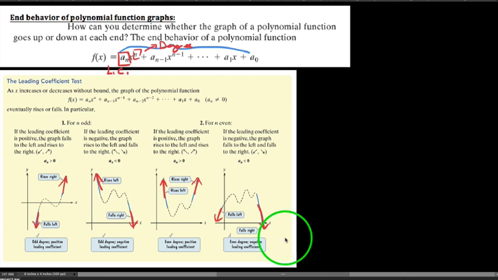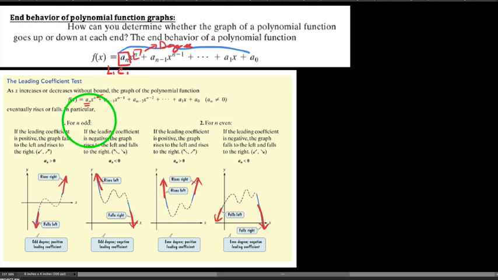So I'm going to go back and look at this table. It says, as x increases or decreases without bound, that is as we go to the right and as we go to the left, the graph of the polynomial function here, so we're given this polynomial function in standard form, but what we're really looking at is the leading coefficient and the degree.